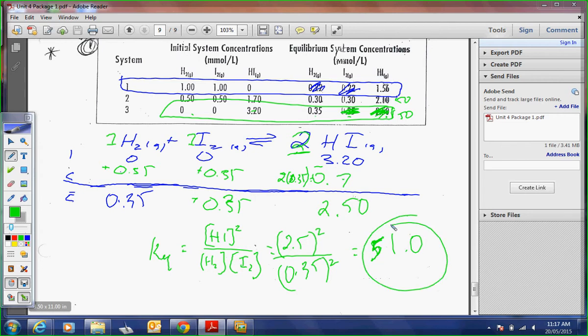So this is the exact opposite. I didn't add my H2 and I2 and wait. This time I added my HI and waited. And it ended up going the other way. And I have the same K value. So would that make the H2 and I2 your products?